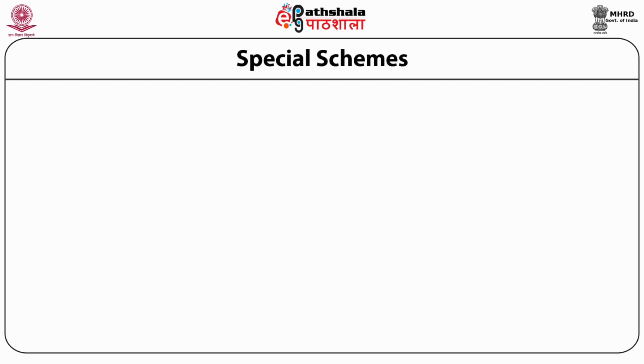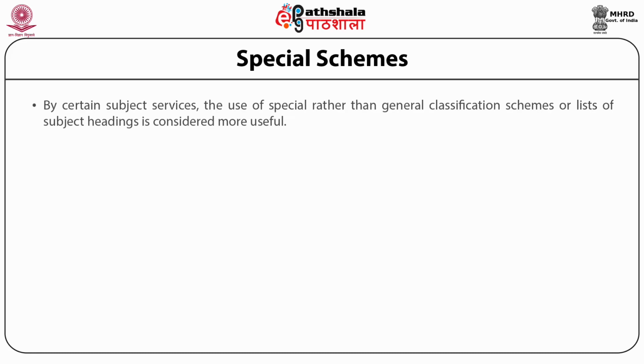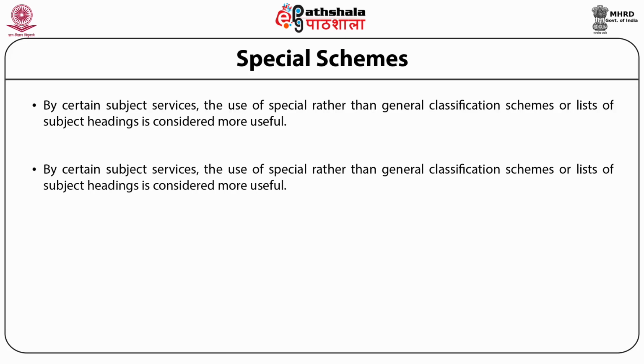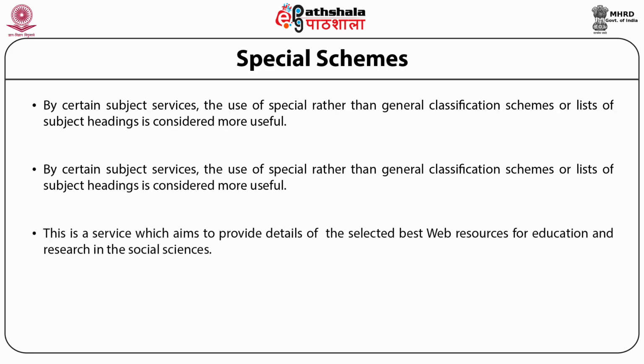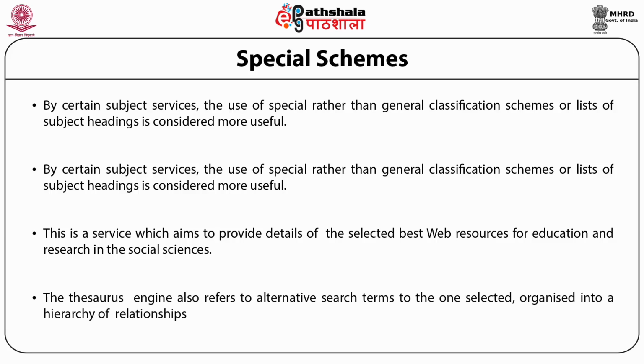For searching the web, there are also some special schemes. By certain subject services, the use of a special rather than general classification scheme or list of subject headings is considered more useful. Among the options offered by Intute, Social Sciences, for instance, is an online thesaurus. This is a service which aims to provide details of the selected best web resources for education and research in social sciences. The thesaurus engine also refers to alternative search terms to the one selected, organized into a hierarchy of relations.